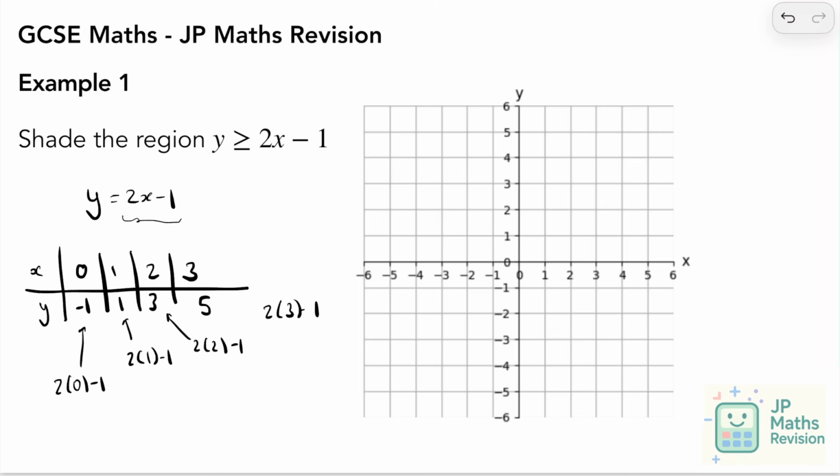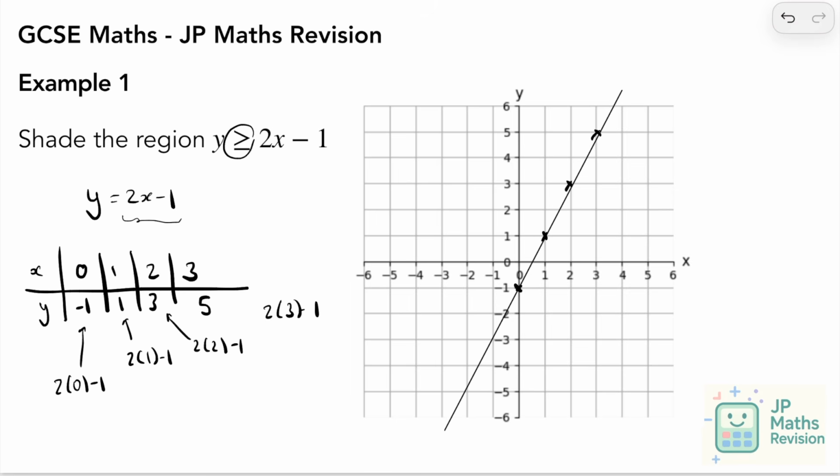So I'm going to plot the coordinates 0, -1, so that's here. I'm going to plot 1, 1, so that's up here. I'm going to plot 2, 3, so that's up here. And I'm going to plot 3, 5, so that's up here. So because it's greater than or equal to, I use a solid line to represent it. So I'm going to draw a line between them, and this is a solid line.